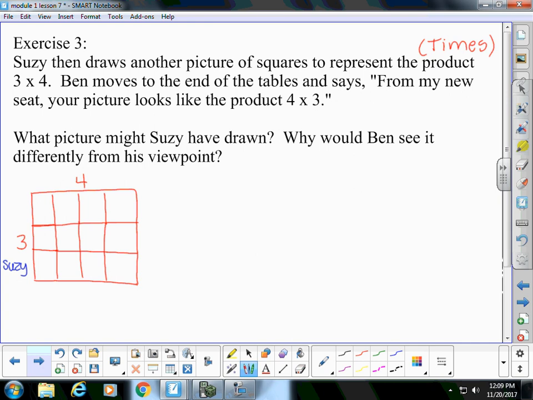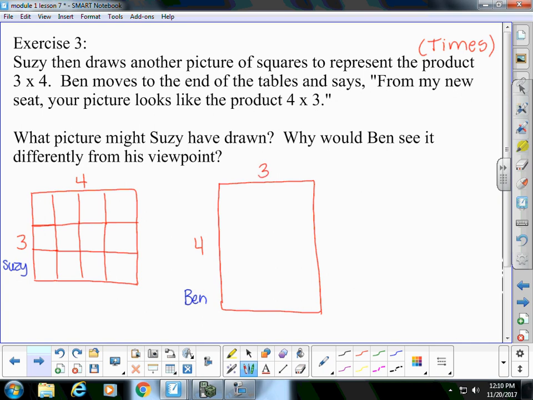So from Ben's point of view, now he's actually seeing the 4 first. So to him, the rectangle, Ben is actually seeing 4 first, and then he's seeing 3. So now 4 would be over here from Ben's point of view, and 3 would be on this side.